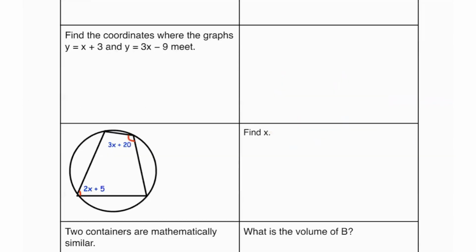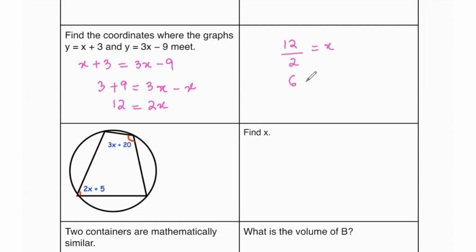Next question says find the coordinates where the graphs y equals x plus 3 and y equals 3x minus 9 meet. So since we're talking about the point of intersection, we'll put the two equations equal to each other. We're going to begin with putting the y coordinates equal to each other. So x plus 3 is equal to 3x minus 9. So that's going to be 3 plus 9 equals 3x minus x. I swap the terms to bring the like terms on each side. So that's 12 equals 2x and x equals 6.